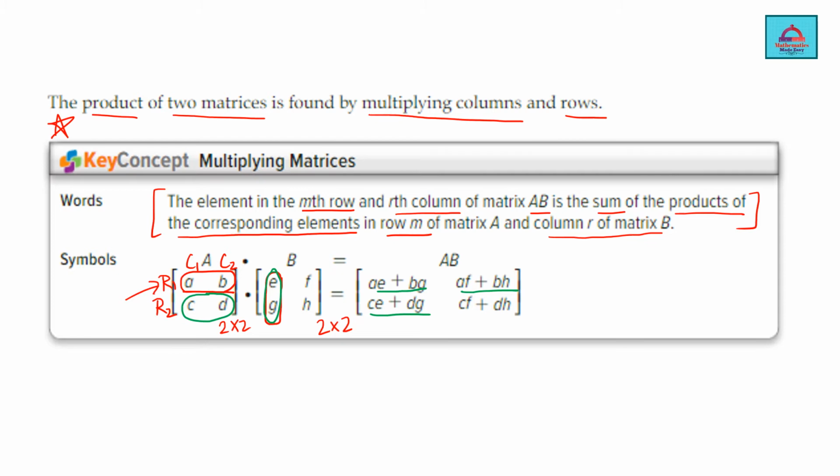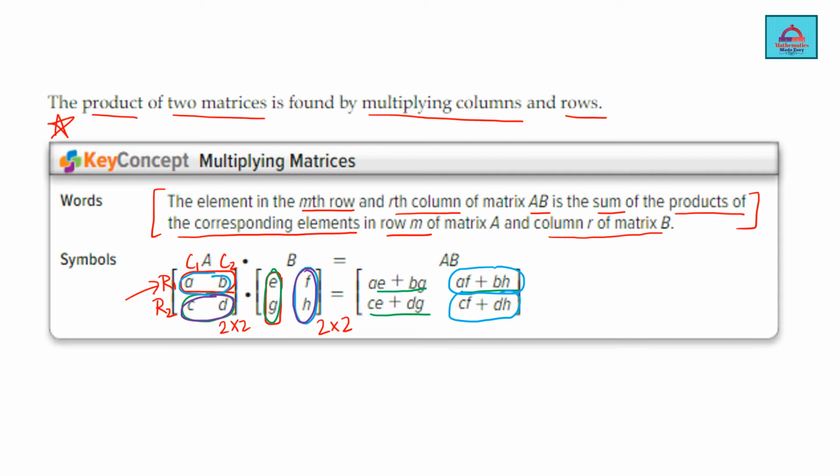So you will take, I will change color, the first row here and the second column here. So A multiplied with F plus B multiplied with H. That gives you this element. And finally, this one is the second row, second column element. So you will take the second row CD with the second column FH. So C multiplied with F, plus D multiplied with H. So that is what matrix multiplication is.